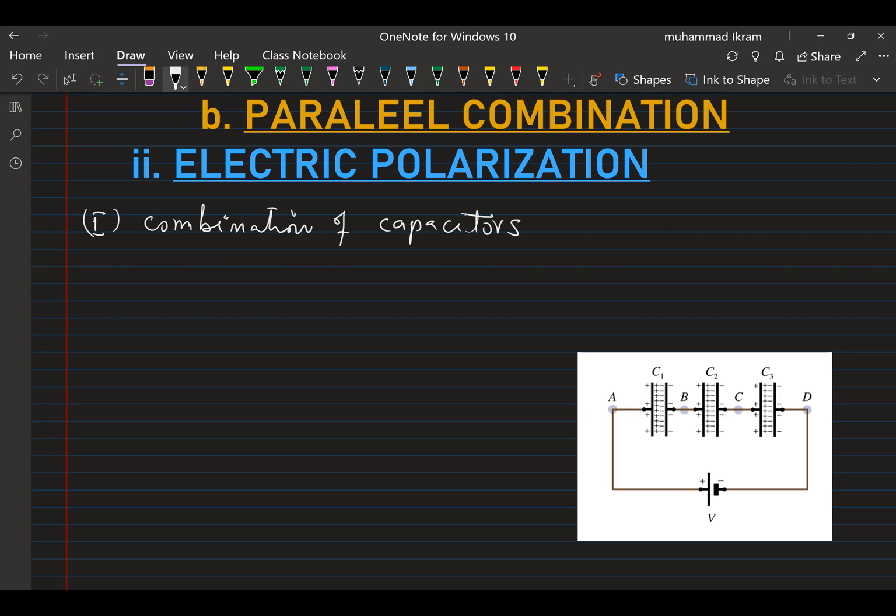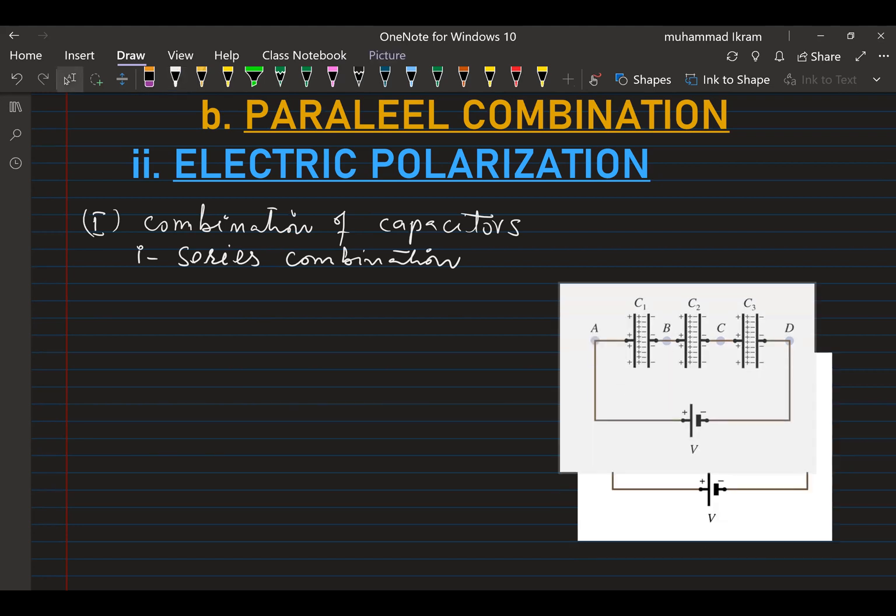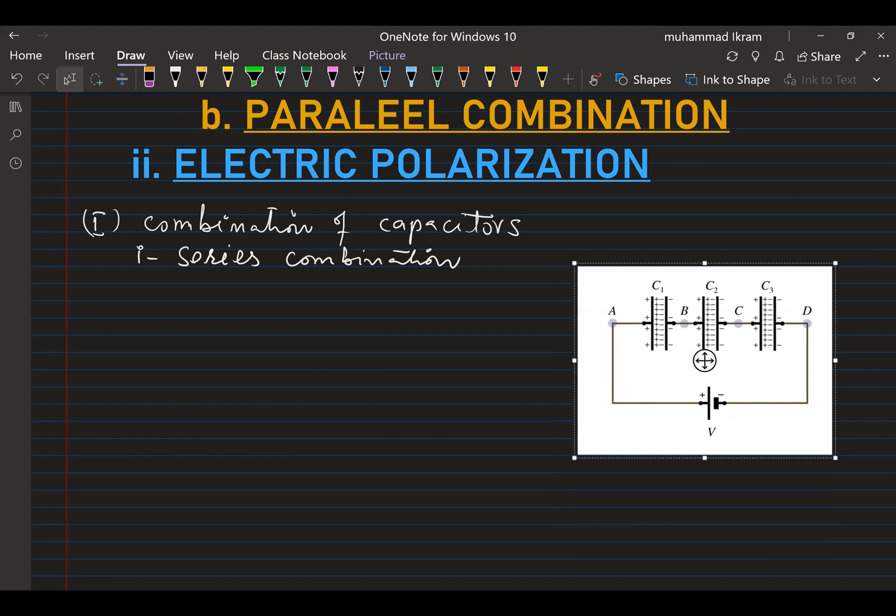There are two combinations, as I told you. One we call the series combination of the capacitor, and the other we call the parallel combination of the capacitor. First of all, I just want to do the series combination of the capacitor. As you see in the diagram, let me first tell you briefly why we need a combination of the capacitor, right?